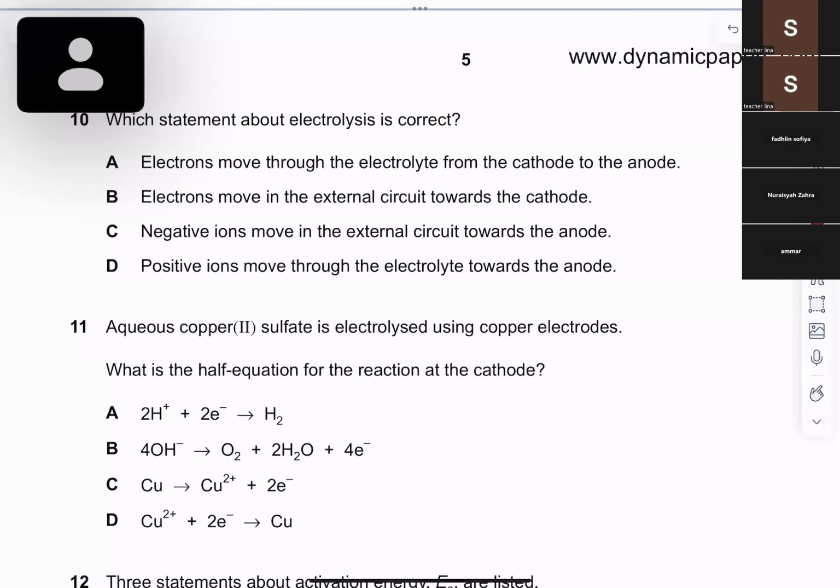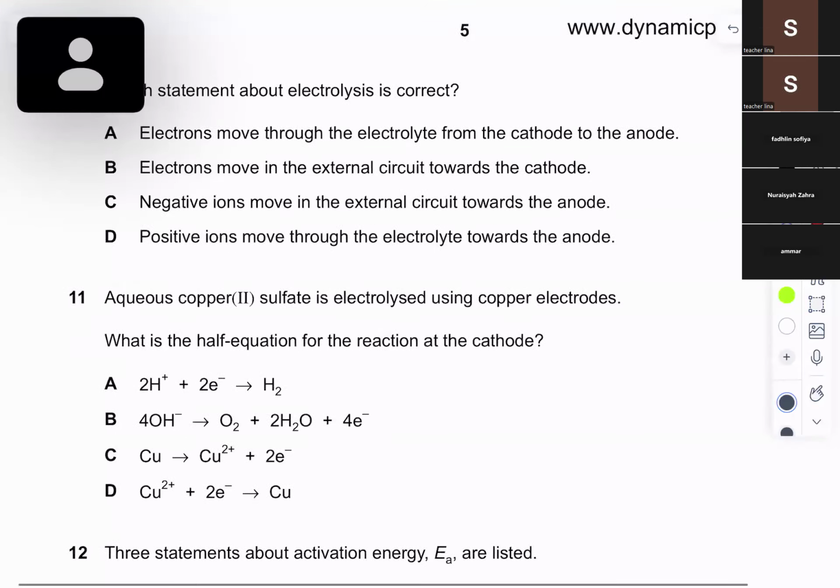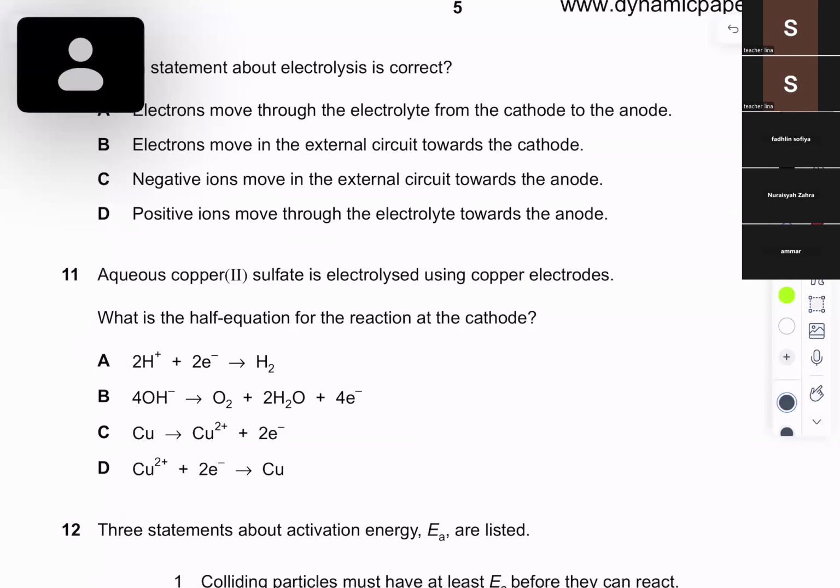Okay, bismillahirrahmanirrahim. Right, so for electrolysis, question number 11, you have aqueous copper(II) sulfate in the electrolyte using copper electrodes. So what is the half equation for the reaction at the cathode?